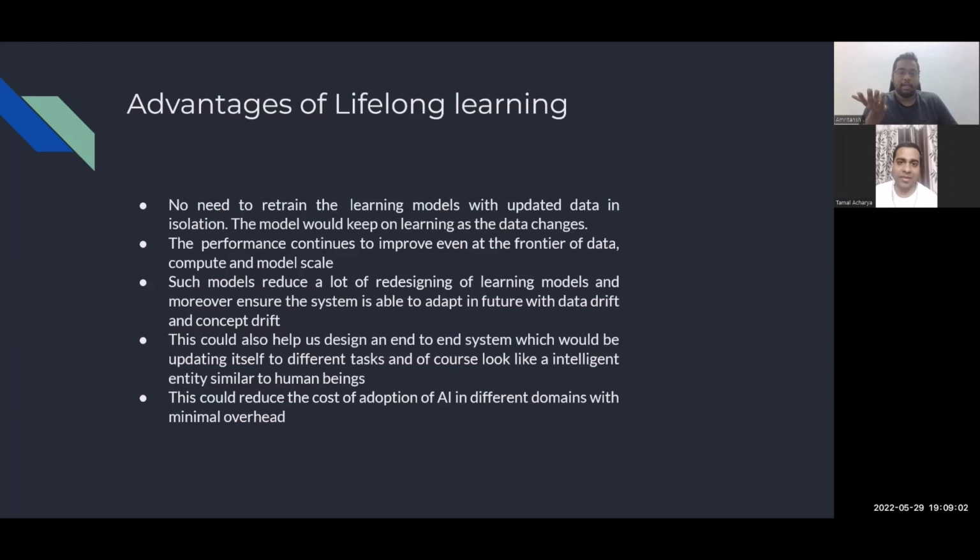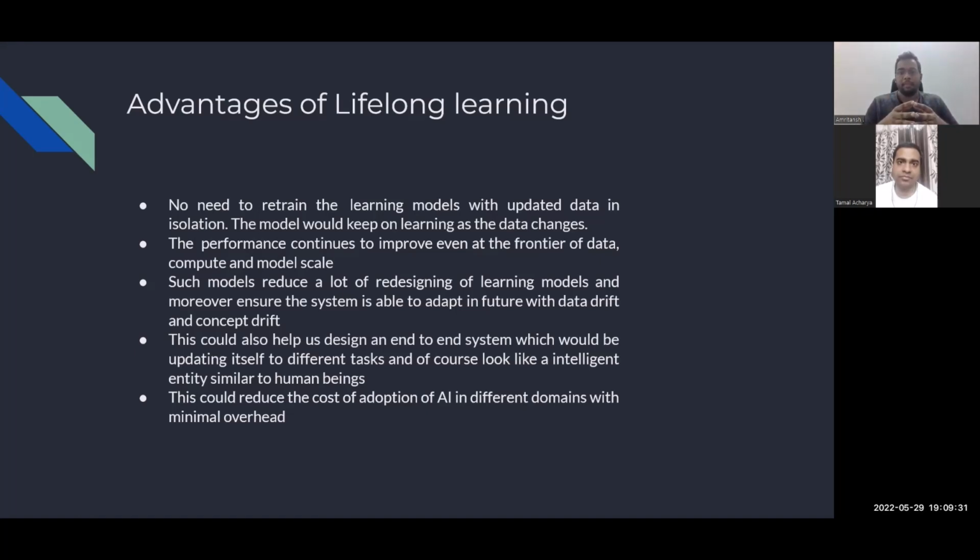Definitely. And again, I was mentioning some advantages already. Ideally, you would not have to explicitly retrain the learning model with updated data in isolation. This kind of learning mechanism would keep on learning as the data changes, all by itself. It is very much in the design. The performance continues to improve even at the frontier of data, compute as well as model scale. So even if the data and the model scale at terabytes, exabytes, or petabytes levels, it would be able to work there.